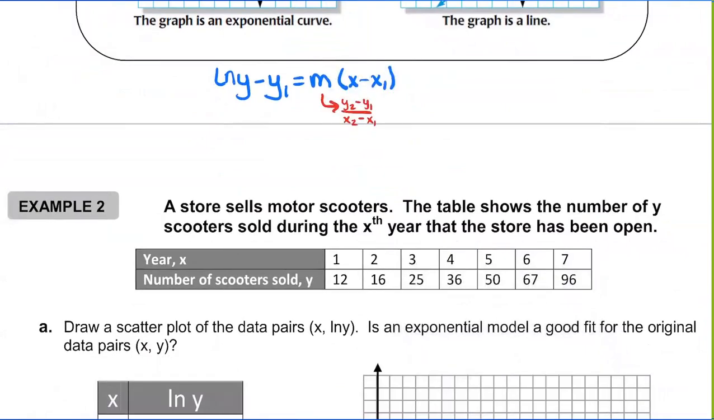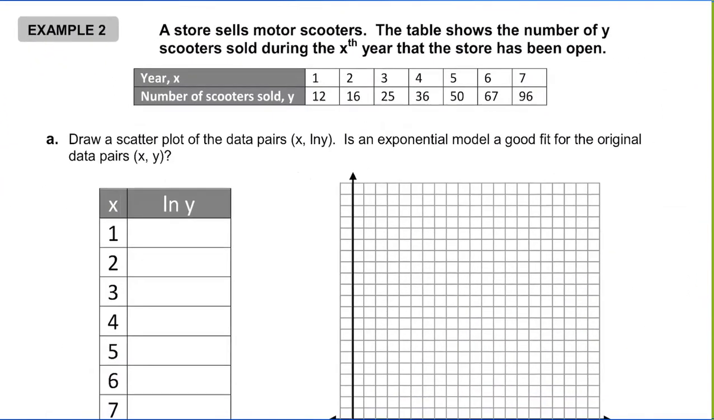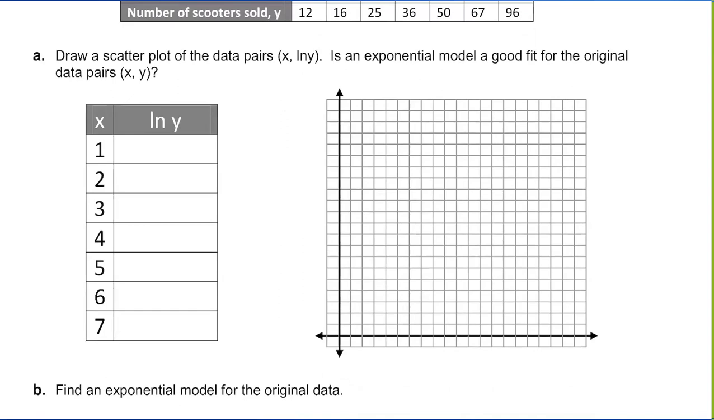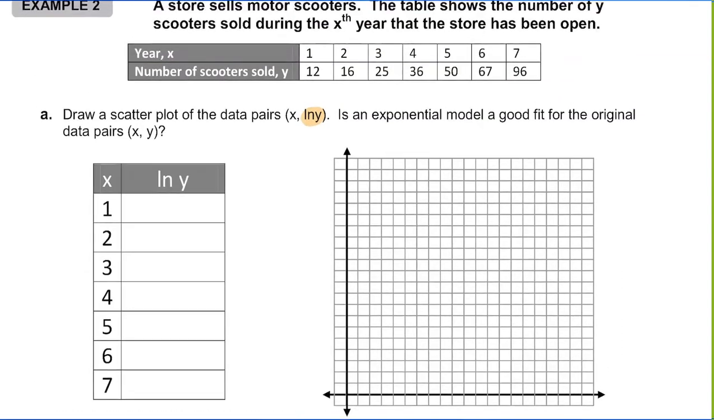So example 2 here says a store sells motor scooters. The table shows the number y of scooters sold during the x year that the store has been open. Part A wants us to draw a scatter plot of the data pairs (x, natural log of y). And then it wants us to determine, is an exponential model a good fit for the original data pairs (x, y)? So what we're asking ourselves is, once we plot these points, do they make a good linear line? Is it pretty close?